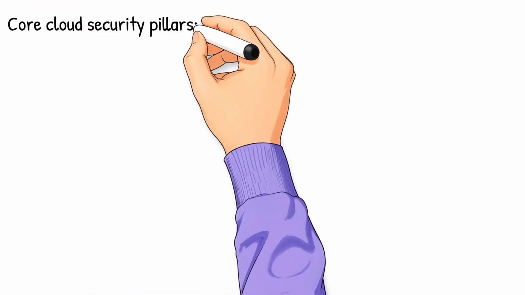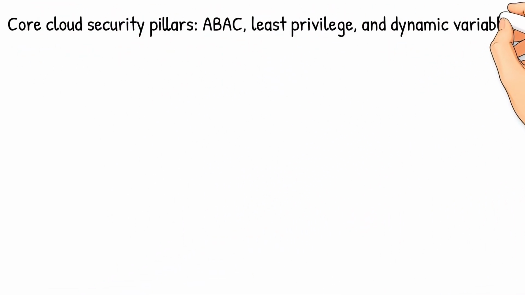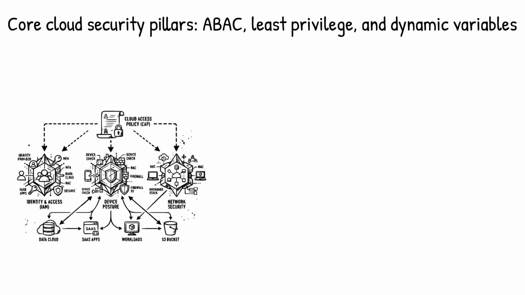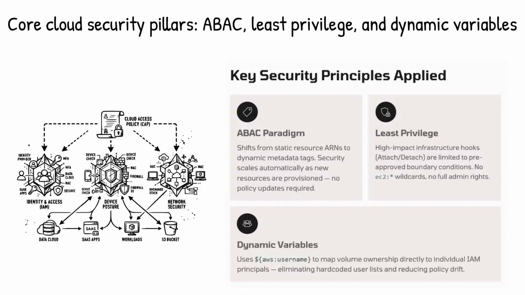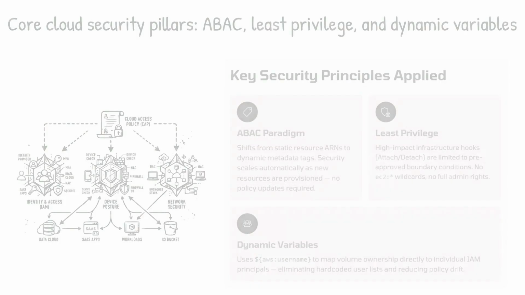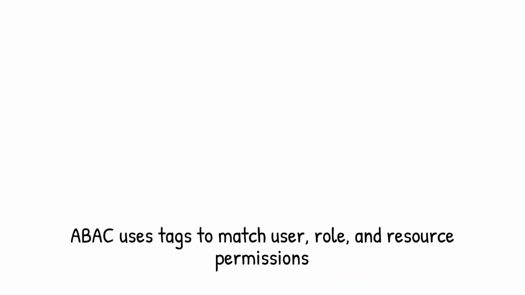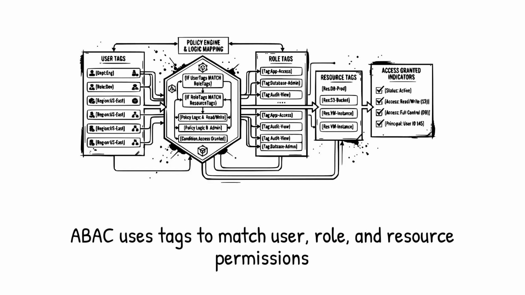This policy is a textbook example of three core cloud security pillars. 1. Attribute-based access control, ABAC. AWS Attribute-Based Access Control, or ABAC, is an authorization strategy that defines permissions based on attributes. In AWS, these attributes are implemented as tags. Access is granted when the tags matching a user or role align with the tags on a resource. In this scenario, we scale permissions via tags rather than hard-coding resource ARNs or static user groups.